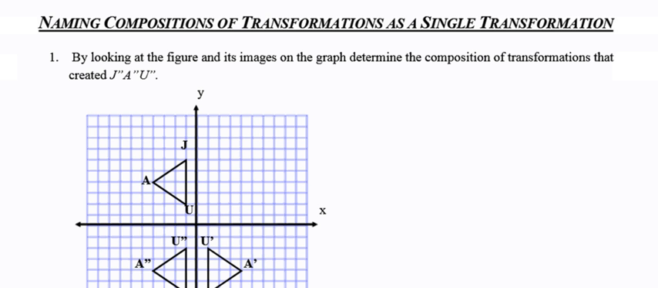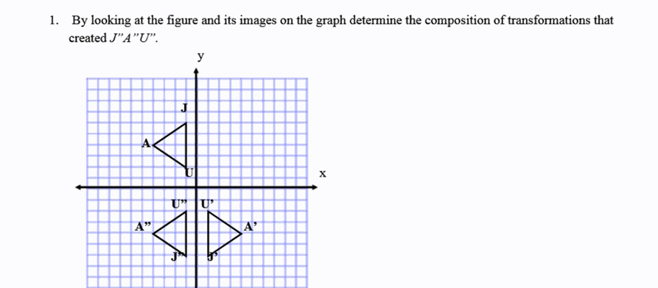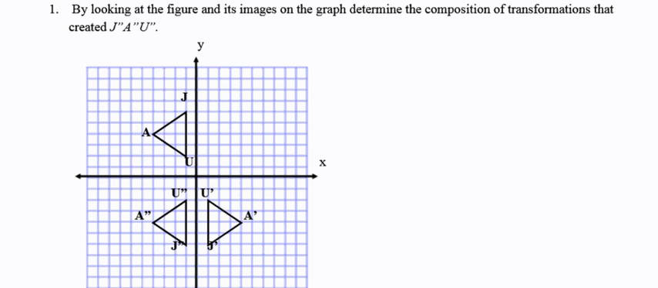The purpose of this video is to look at composition of transformation to see if we can express that composition as a single transformation. I'm going to jump right in here. Number 1 says, by looking at the figure and its images on the graph, can we determine a composition of transformations that creates triangle J double prime, A double prime, U double prime?